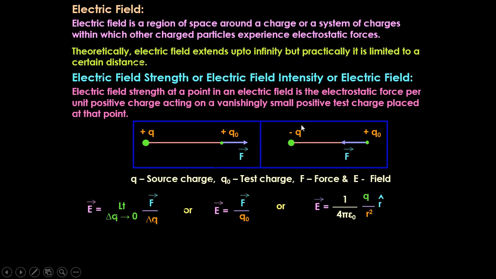You can also take this source charge as negative. In that case, this charge will get attracted towards the source charge. This is the direction of the attractive force, and this is the direction of the repulsive force.